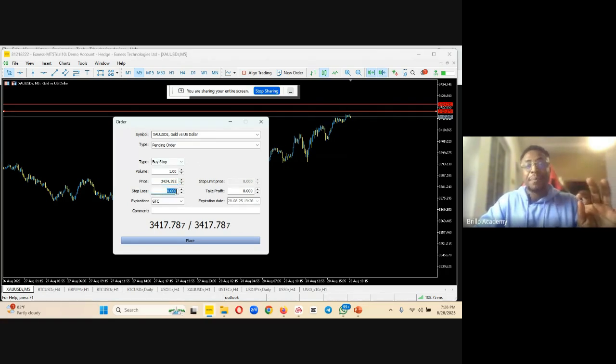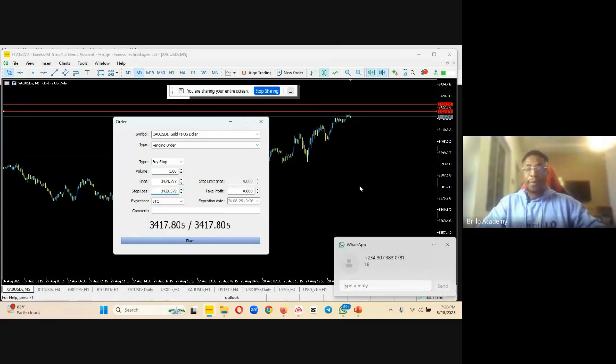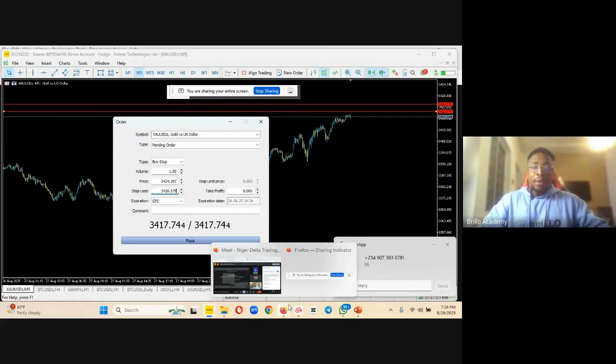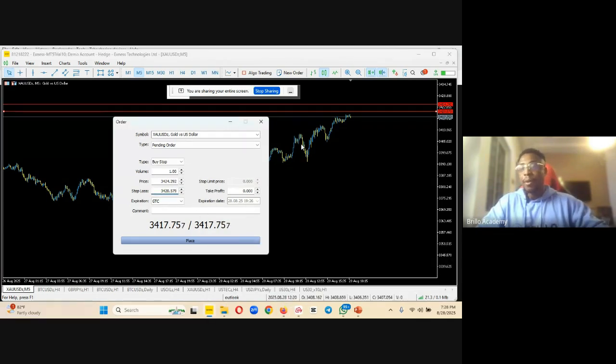The next thing is to set my stop loss. So the stop loss is 3420.579. Okay. So that is the stop loss. Okay. So the price is my buy stop. The one below is my stop loss, and I've chosen my lot size of 1. Now, once I'm done, I'm just going to click on place, right?